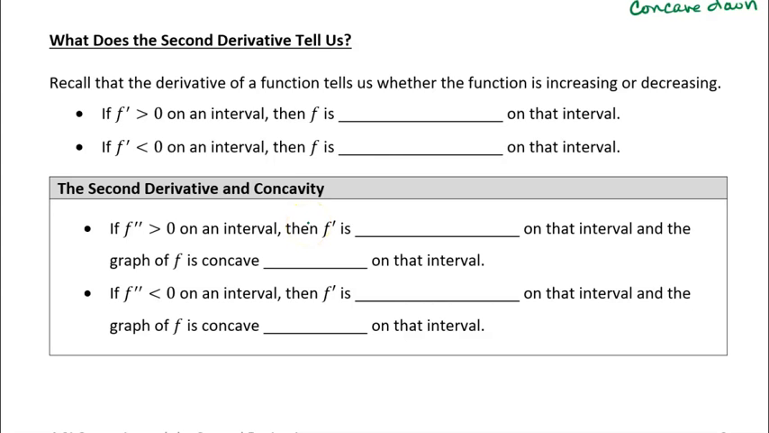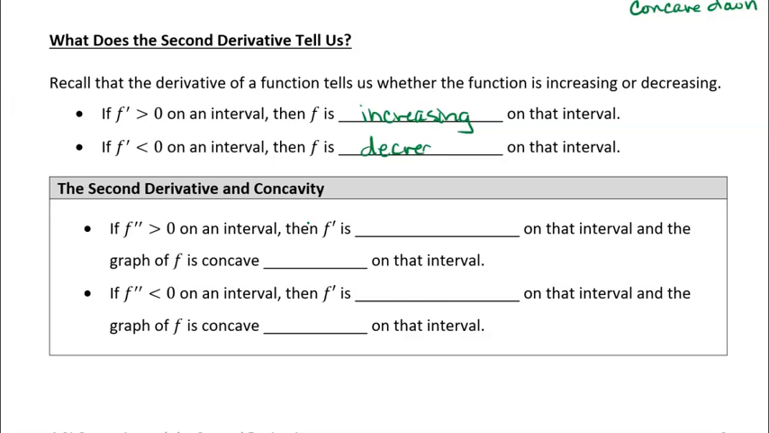So before we get into example 2, let's just reiterate what the derivative tells us, all right? We're going to go over what the first derivative and the second derivative tell us, even though this section is mostly about the second derivative. So if the first derivative is positive on an interval, then the function, not the derivative, but the original function, is increasing on that interval. And if the first derivative is negative, then f, the original function, is decreasing.